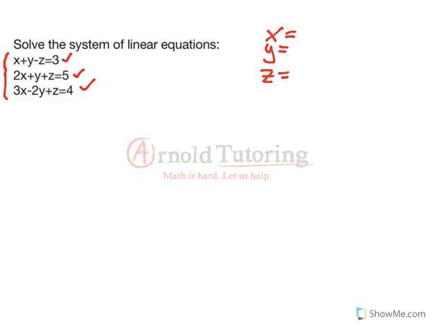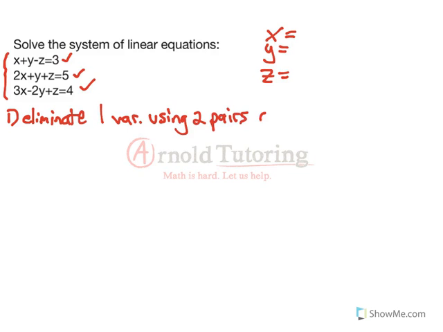Well, we're going to use a combination of elimination and substitution, which we've seen before, and we're always going to start with elimination. So the first step, I'll just write it out here, is to eliminate one variable using two pairs of equations. So we basically need to pick a variable we're going to eliminate, and we need to eliminate it twice.